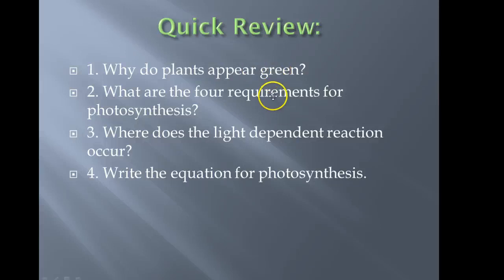Four requirements for photosynthesis. Okay, go back to your first slide, make sure you know that. Light dependent reaction happens in the thylakoid membranes or the granum. And then make sure you can write the equation for photosynthesis, both writing out the chemical formulas and in words. Okay, make sure you guys can do all of that for this portion of the video notes. And that's it, you guys are done.